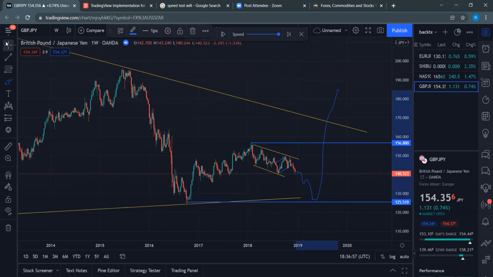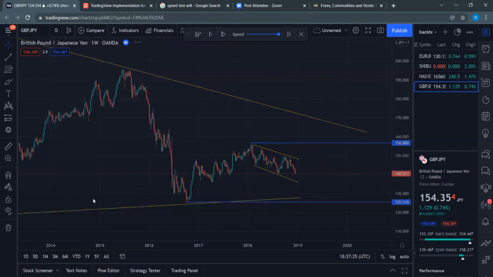If not, then we'll get a third touch, and then here the third touch, it will come correctively and then go up. So now let's just drop down to the smaller time frames. So I'm just going to go down to the daily.